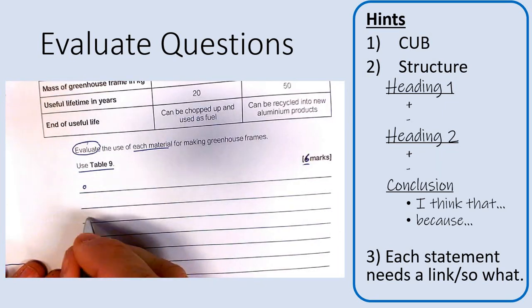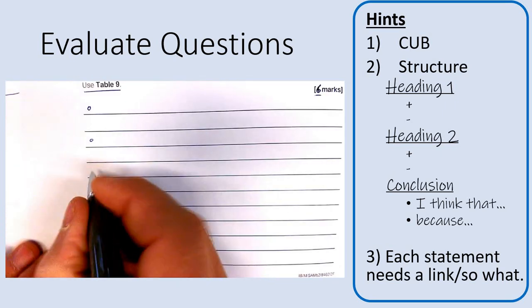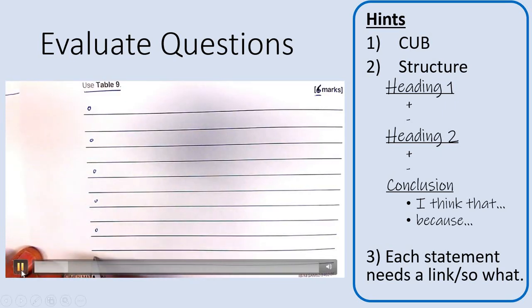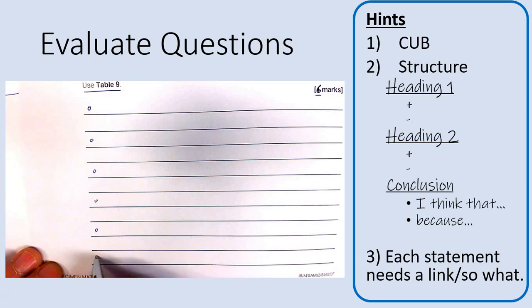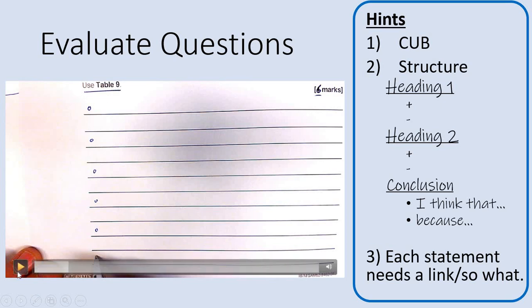So, here are my 6 bullets straight away. 1, 2, 3, 4, 5. Just quickly here before I continue, use table 9. The reason that's very important, because the exam question says use table 9, if I use additional information, even though it might be correct, I'm not going to get any credit for it. I have to use the information that the exam question tells me to use.